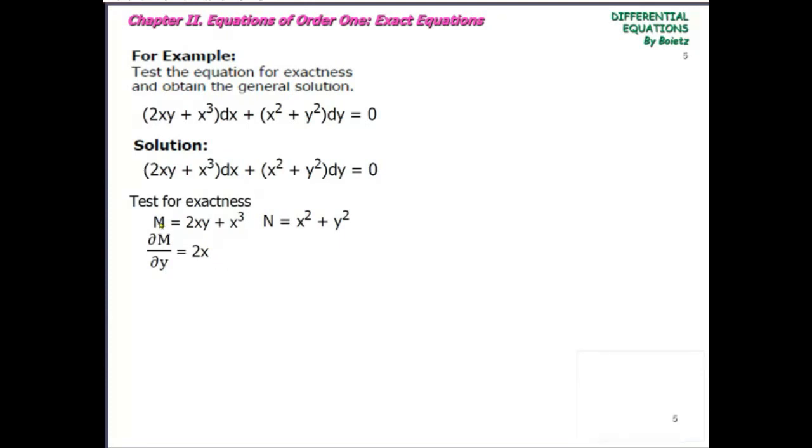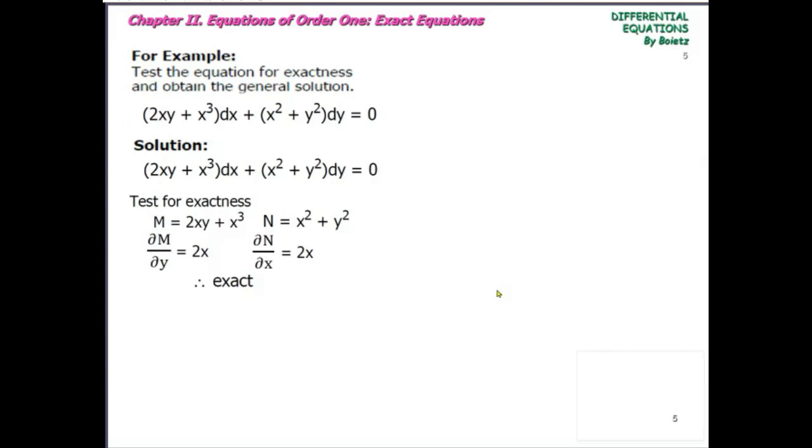Kung gusto mo kunin yung partial derivative of M with respect to x naman, yung y ang magiging constant mo. So, magiging 2y plus, derivative nito, hindi na siya constant, 3x squared. Pero interesado tayo sa partial derivative of N with respect to x. Ito, hindi na constant, so with respect to x, this will become 2x. Then ito, constant, 0. Kaya equal silang dalawa. If they are equal, ano sila? Exact!